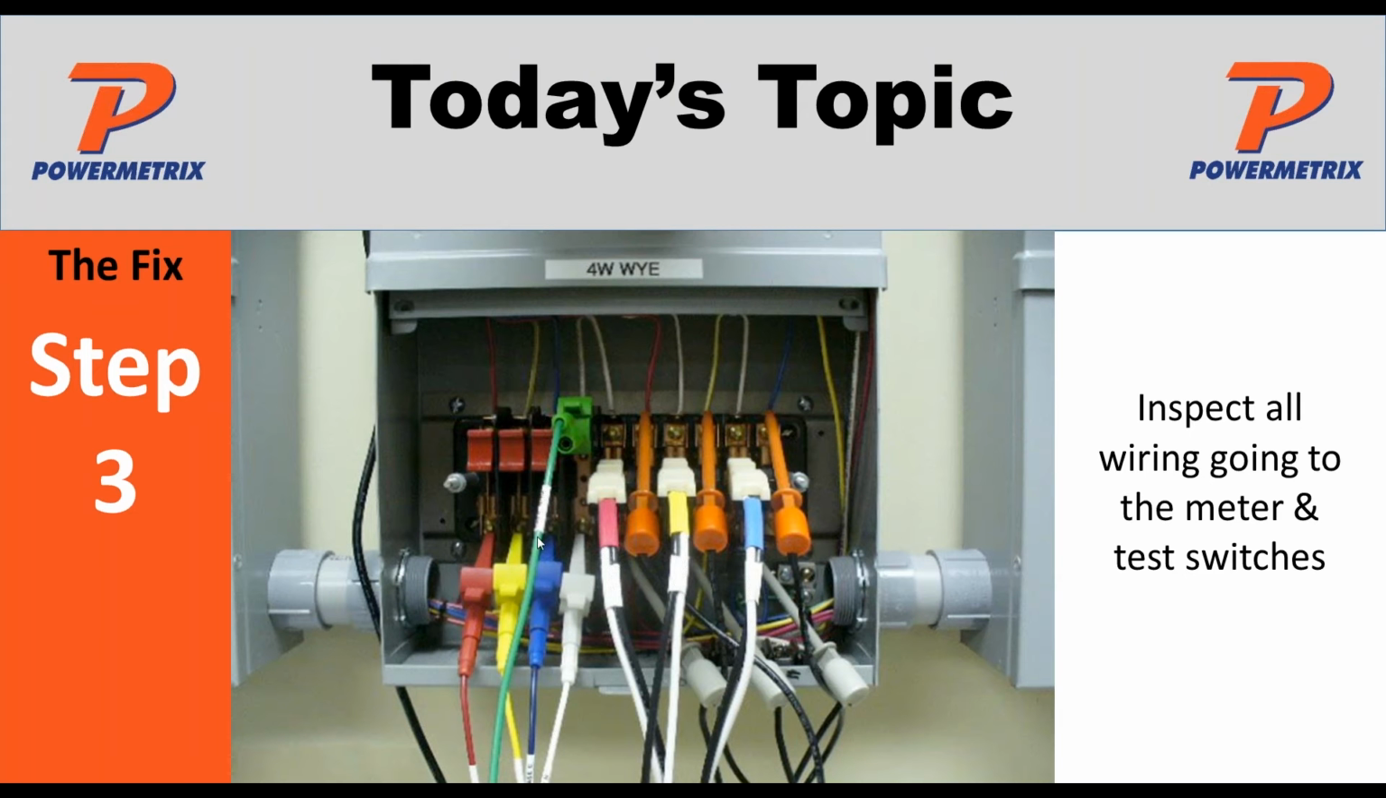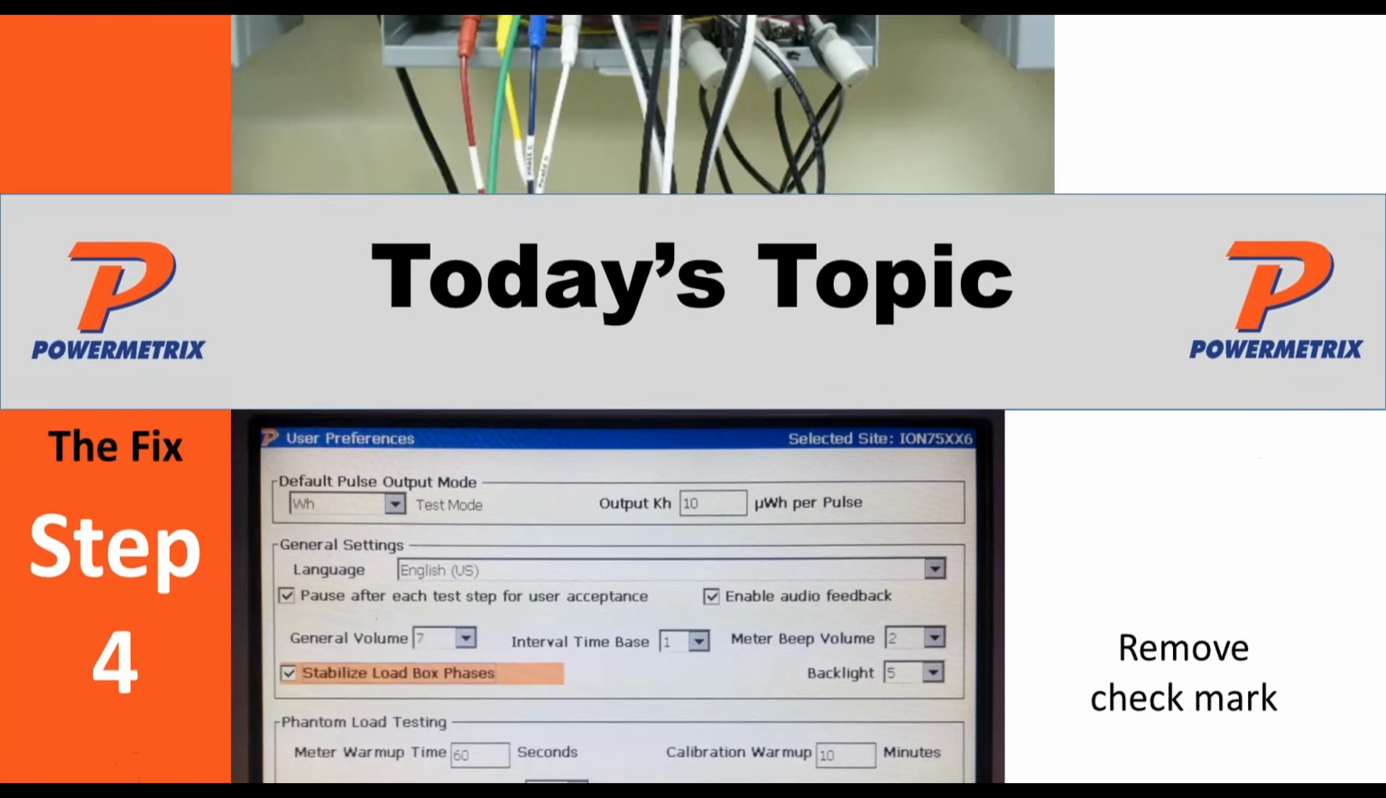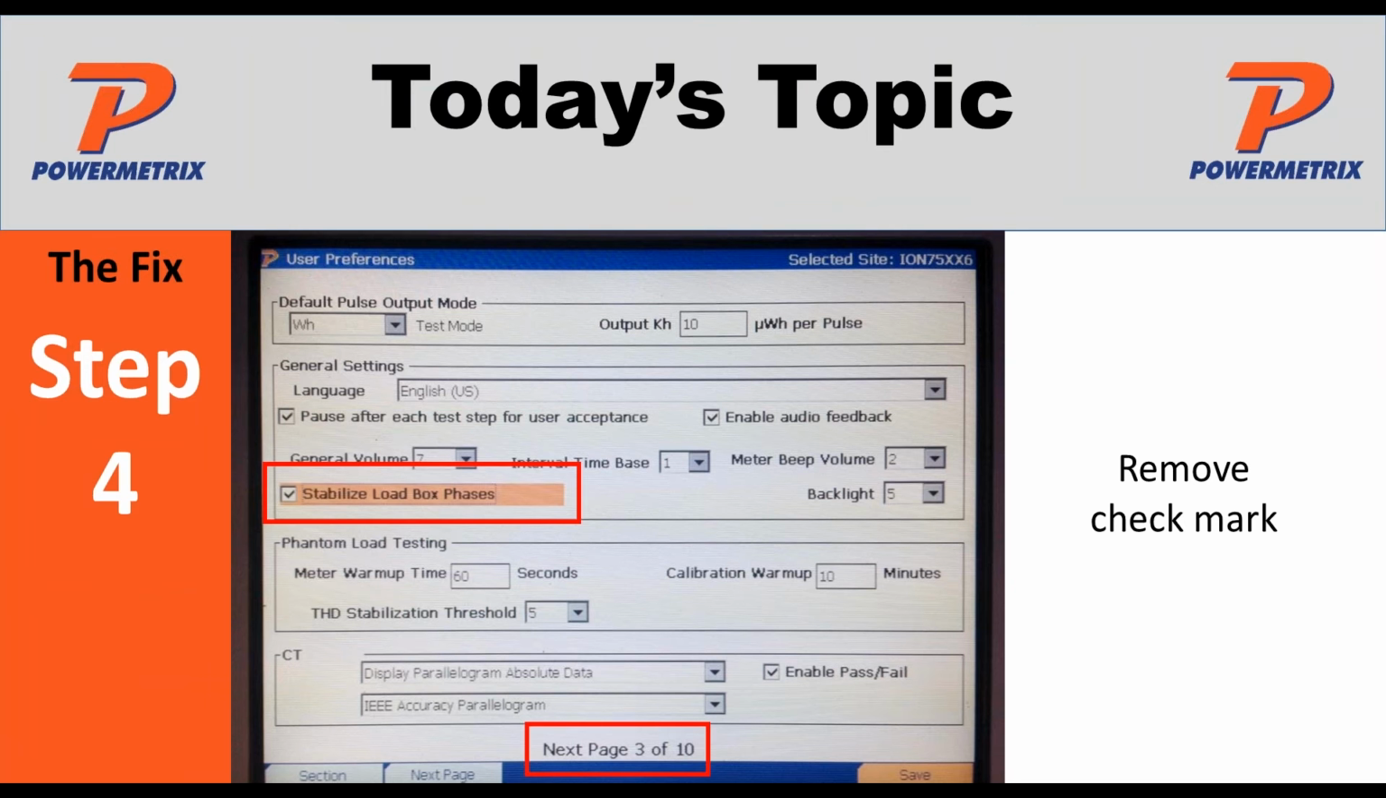Inspect all wiring going to the meter and test switches. Now, if you get this waveform generator error, the best thing to do is just open all your test switches up. Just make sure everything's tight. Inspect your wiring. Make sure there's nothing loose. Again, make sure your CTs have been shunted and the voltage are open, and then you can actually look behind the meter as well. And step 4.